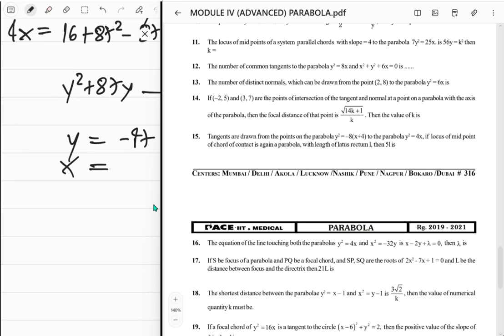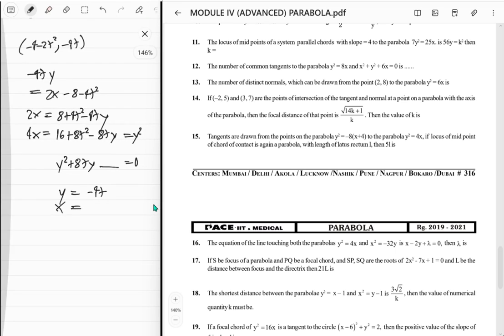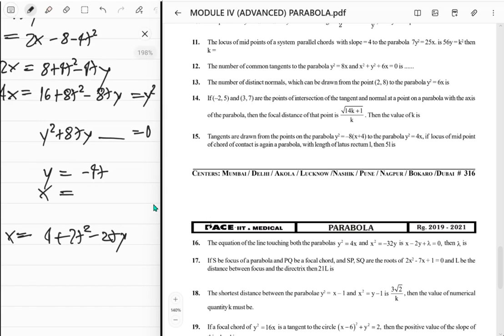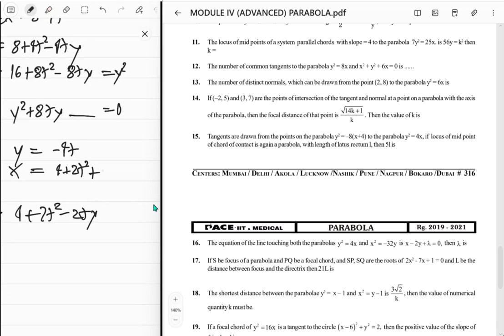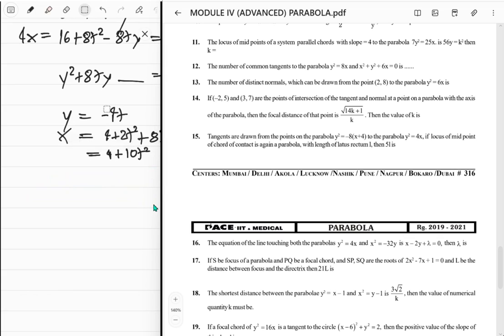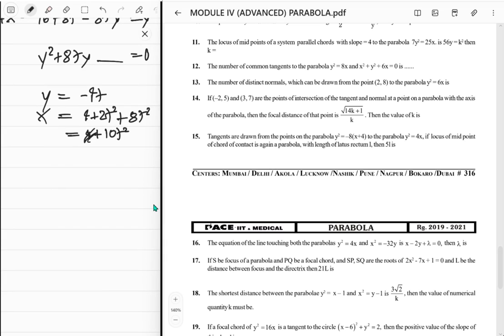What's the x midpoint? Just use this chord once again. 2x is equal to that. Basically, x is equal to 4 plus 2t squared minus 2ty. Put that over there: 4 plus 2t squared minus 2t times this, which gives plus 8t squared. So it's supposed to be 4 plus 10t squared. They don't care about what the equation is, just the latus rectum length. Might as well delete this because it's just shifting the thing, and might as well invert that. That doesn't change the geometry. So that should do it.